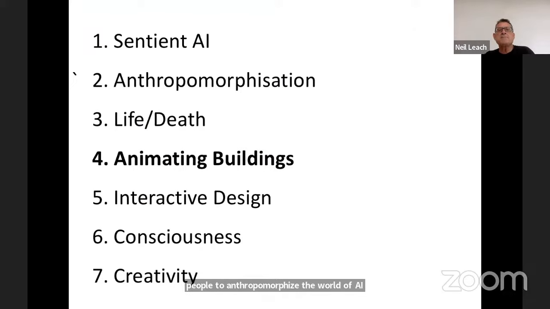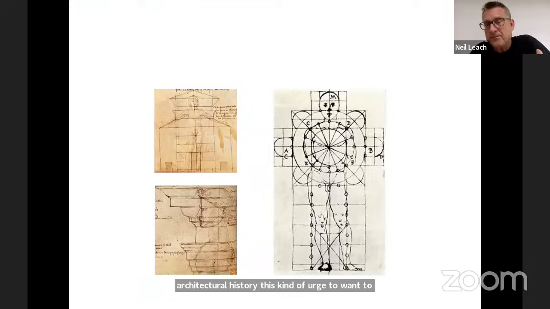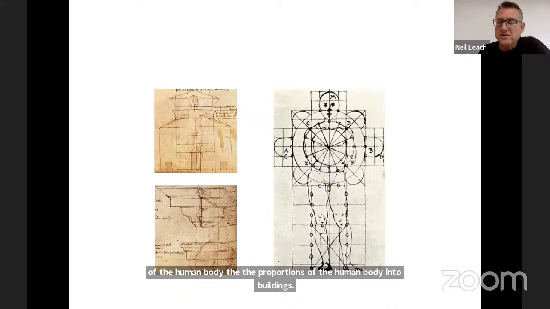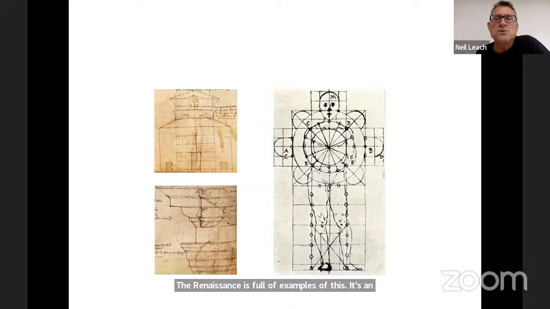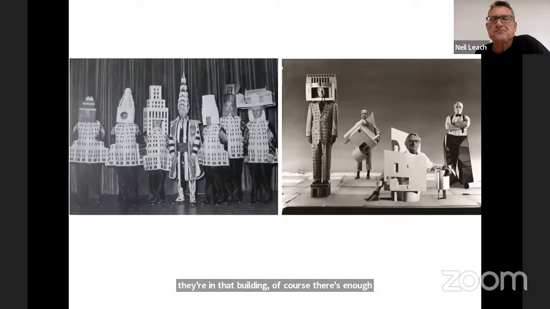So let's move on to animating buildings. We can see in architectural history this kind of urge to want to identify with buildings by reading the physiognomy of the human body, the proportions of the human body, into buildings. The Renaissance is full of examples of this. It's an urge to connect, as it were, to use the kind of proportions and so on as a way of making sense and relating to the buildings. Whether or not anyone would perceive this when they're in that building, of course, is another question, but there's certainly plenty of examples of that.